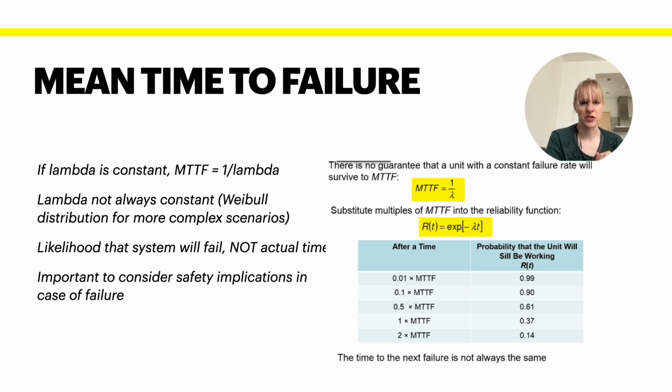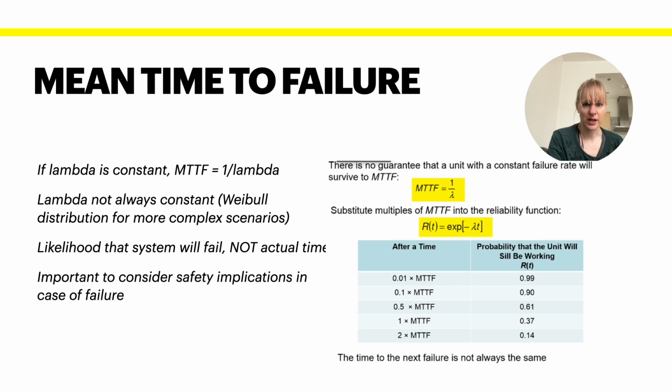And this is what this shows. There's absolutely no guarantee that a unit with a constant failure rate, even if it's constant, will survive to the mean time to failure. So knowing that this is 1 over lambda, we can substitute this in the reliability function, which we know now is equal to the exponential of minus lambda t.